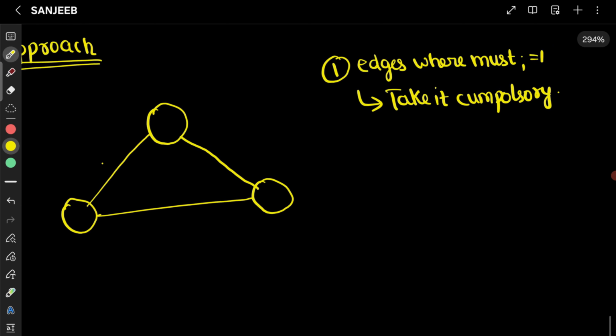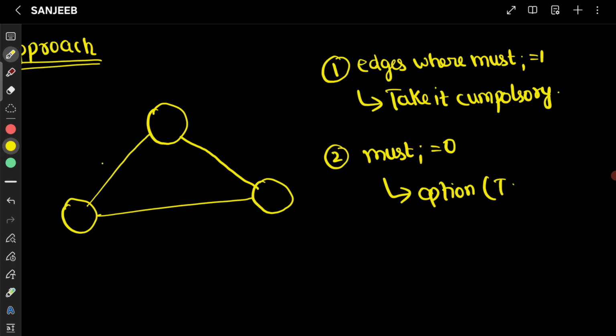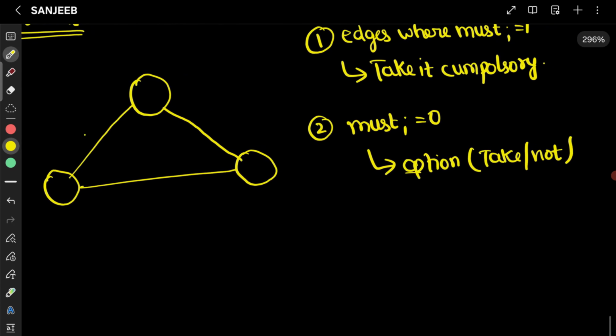For those edges where must[i] is 0, we have an option: either we take it or we don't take it. But it's not a DP problem, so don't go with this take, not take idea. It's not a knapsack, so it's not that.